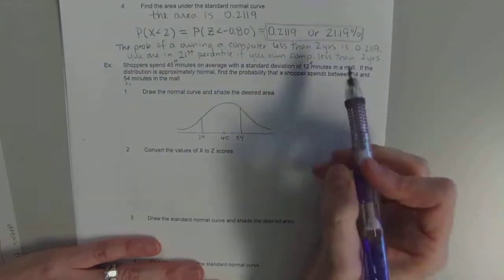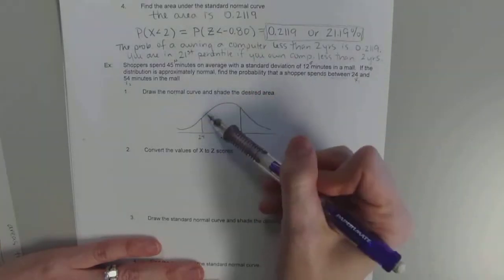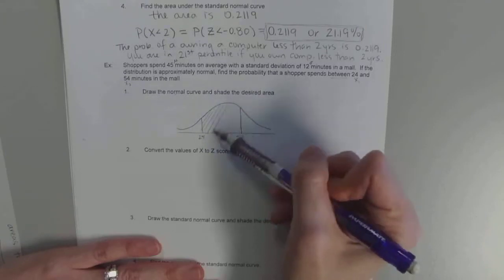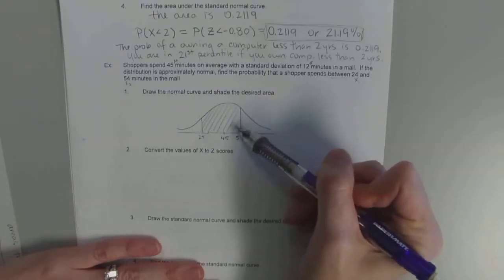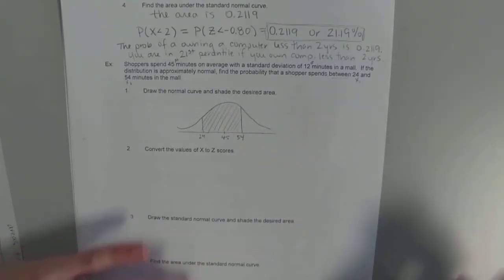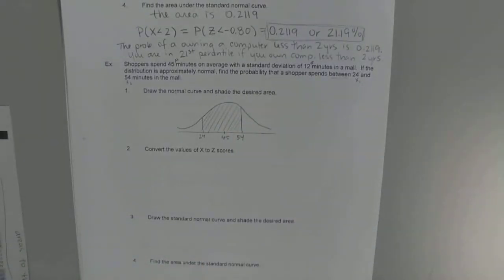And then what do we care about shading? We care about in between those 2 values. So what are we going to do? Shade between those 2 values, okay? So if we did it to scale, which I'm not saying we're going to draw perfectly to scale, we've shaded a majority of our graph. So when we go find our area, we shouldn't find an area of like 0.2, right? We should have a decent sized area here.